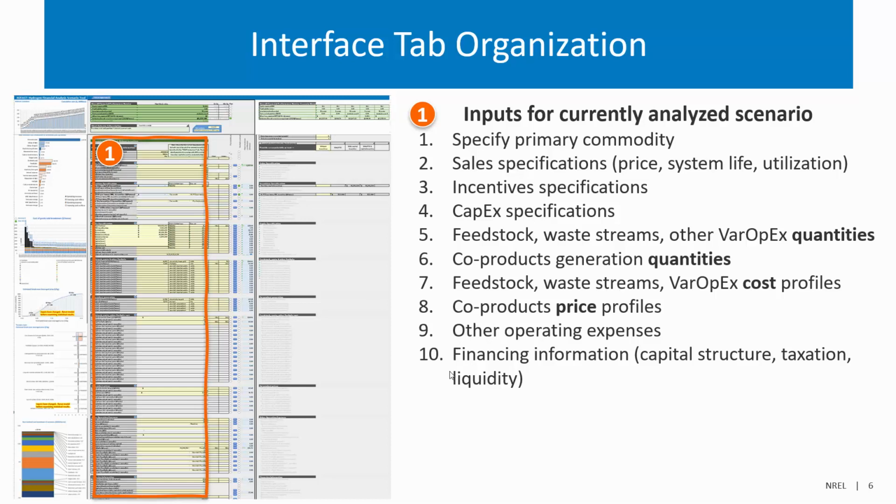And lastly, we have a section for financing, which covers capital structure. So how is the project financed? What is the taxation? What is the liquidity requirement or debt reserve requirement? Do you want to have 1 month worth of operating expenses so you can have liquidity to operate the business, or does a debt investor want to have 12 months of operating expenses? So that's where you would specify your capital structure, taxation, and liquidity requirements.